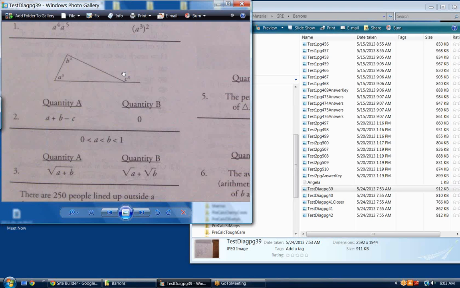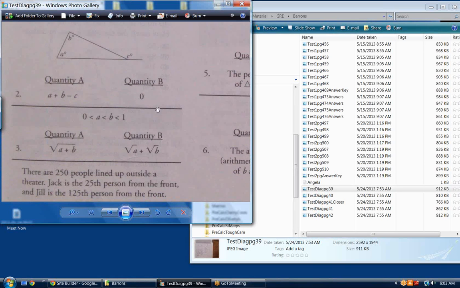And number 2. You see this okay, or do I need to blow it up a little? No, actually, I can see it fine. Okay, good.